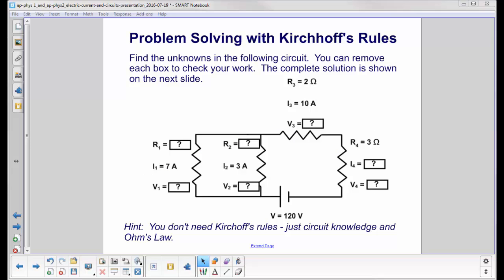Here's a problem you can try on your own. You can either go right to Kirchhoff's rules, but I'll give you a little hint. You really don't need it. You just need some circuit knowledge, what happens to the current, what happens to the voltage, and Ohm's law. But you can do it either way. And one way to do it is if you're working it here, you can find a variable and you can pull out the box to see what the answer is.